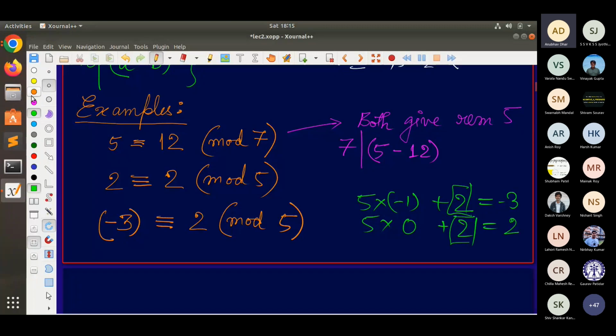So R1 equal to R2. And someone else also correctly pointed out minus 3 minus 2 is minus 5, which is divisible by 5, right? It's clear, right?